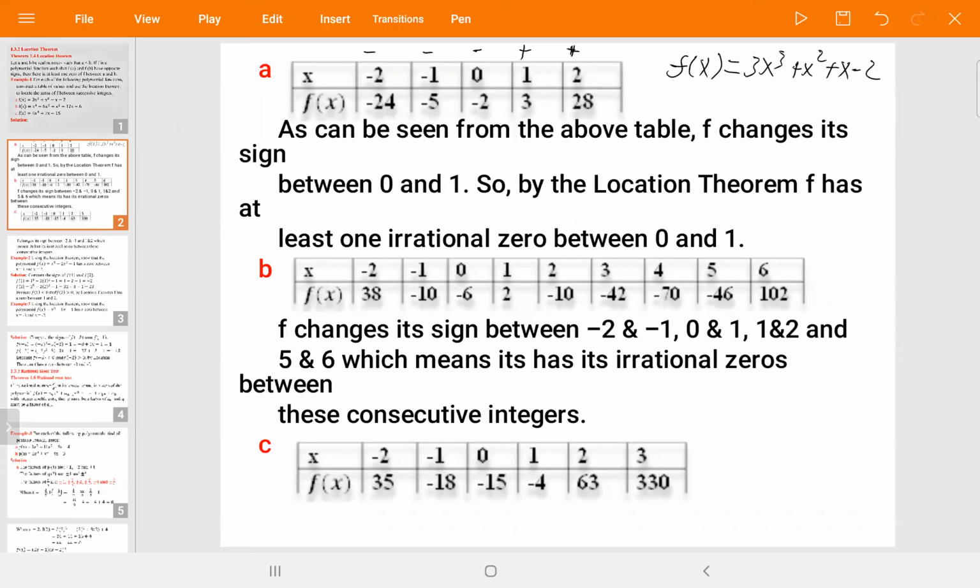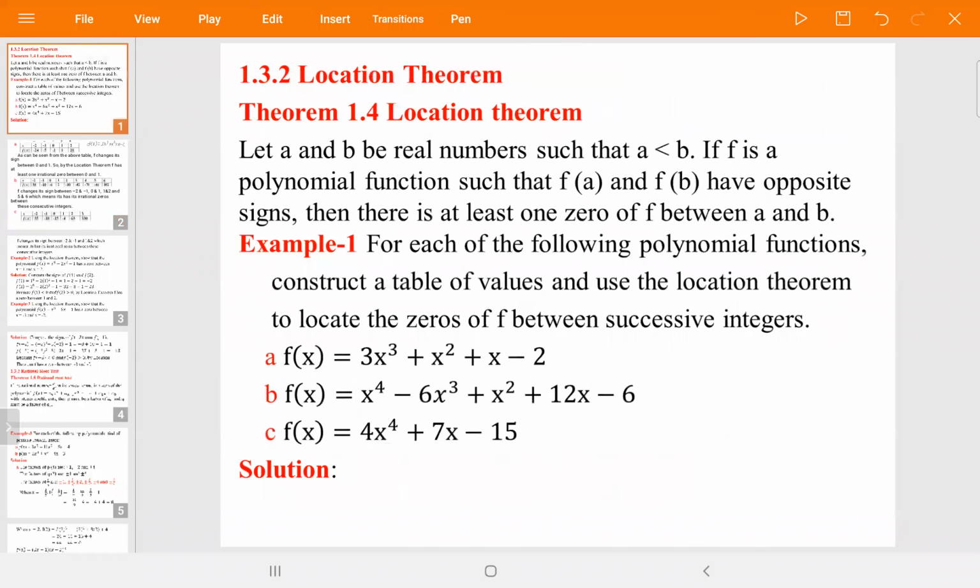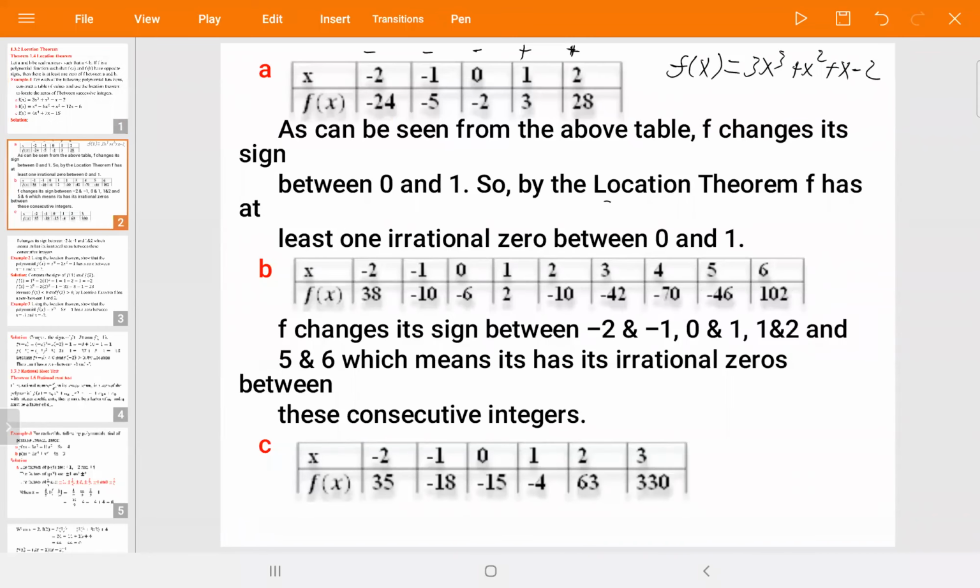Let us consider the second polynomial. F of x is equal to x to the power of 4 minus 6x cubed plus x squared plus 12x minus 6. Okay, let me write it here. F of x is equal to x to the power of 4 minus 6x cubed plus x squared plus 12x minus 6.